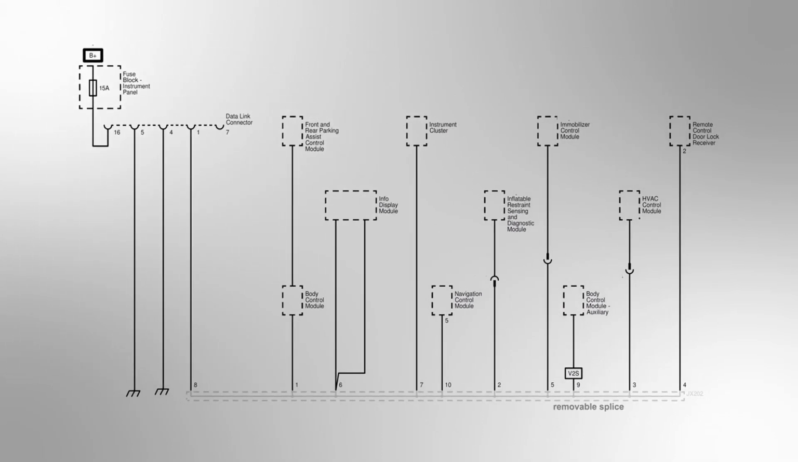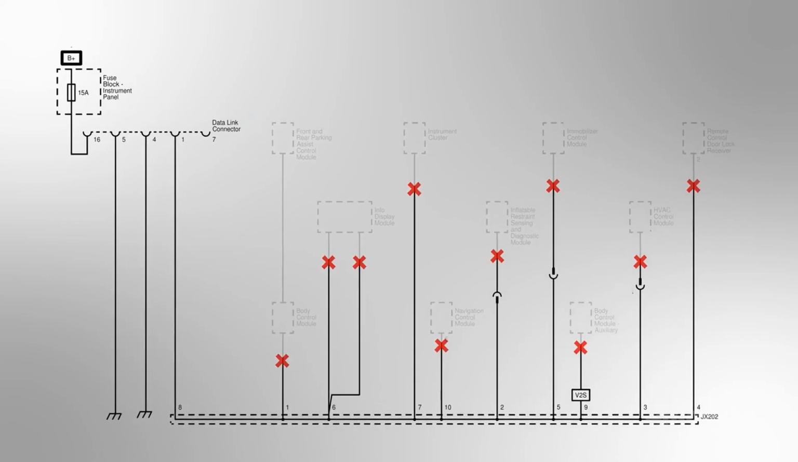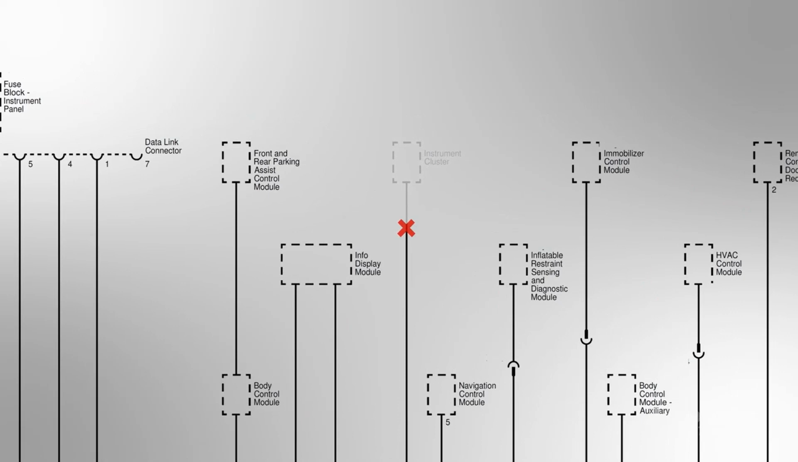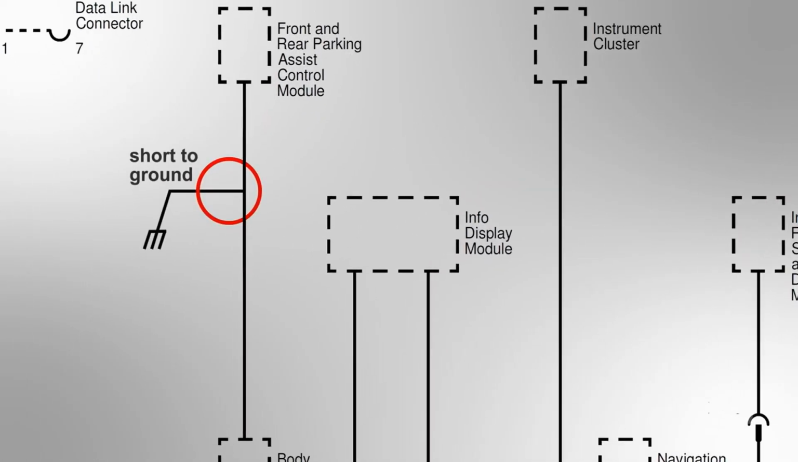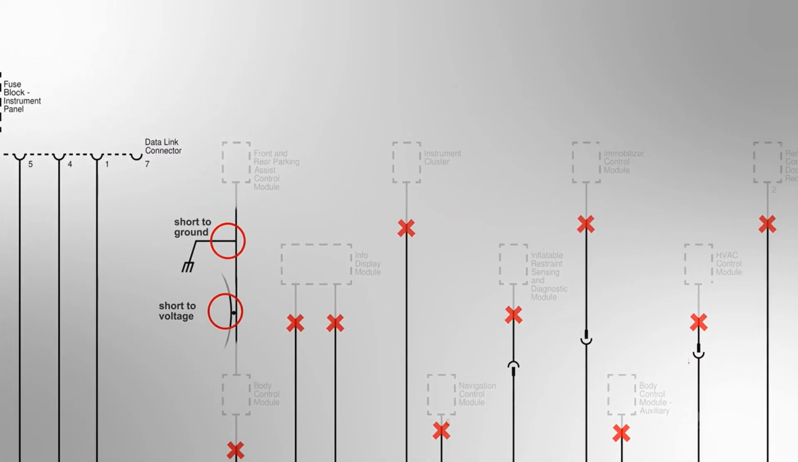There are two types of faults that occur in a low-speed bus. The first is where there is no communication with any of the modules, and the second is when there is no communication with just one module. A short to ground or a short to voltage will cause the same symptom. You'll not be able to communicate with any of the modules on the low-speed bus.